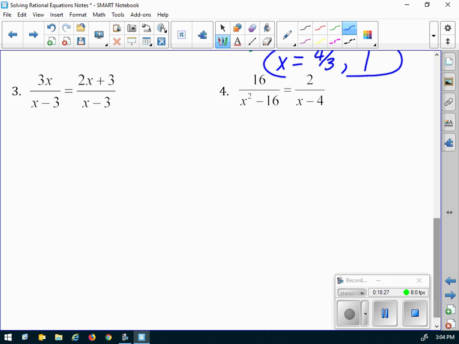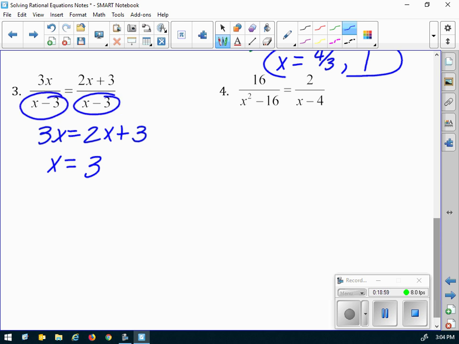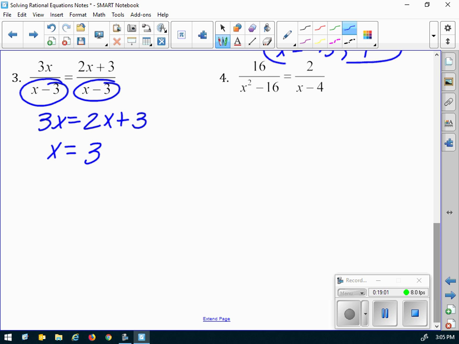They have the same denominator. So if the denominators are equal, then the tops have to be equal, right? So 3x has to equal 2x plus 3. So x equals 3. Why? Because if x equals 3, what happens to your denominators? So you're going to say, well, all right then, no solution.